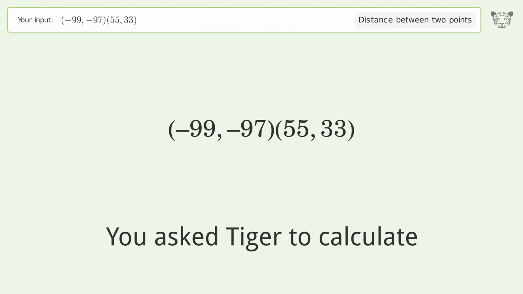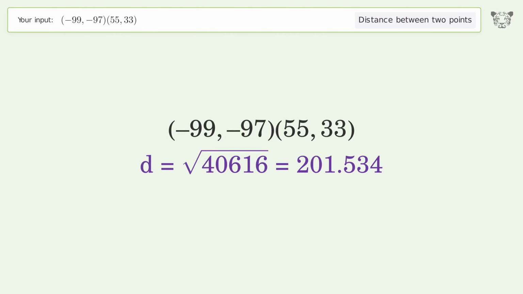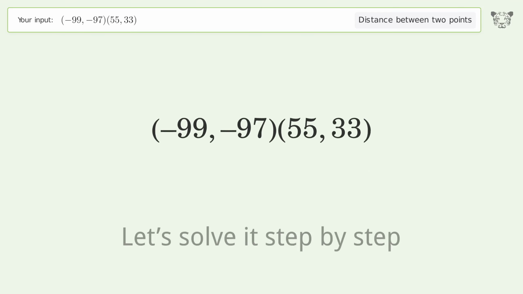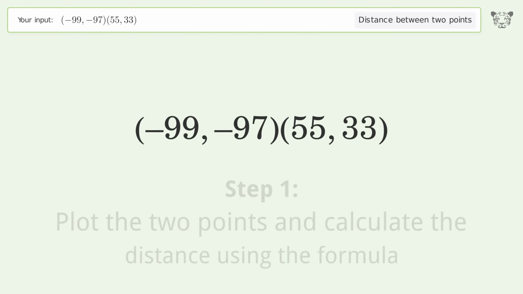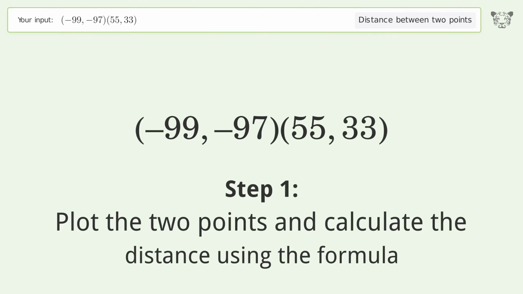You ask Tiger to calculate. This deals with the distance between 2 points. The distance between the 2 points is the square root of 40,616 or 201.534. Let's solve it step by step. Plot the 2 points and calculate the distance using the formula.